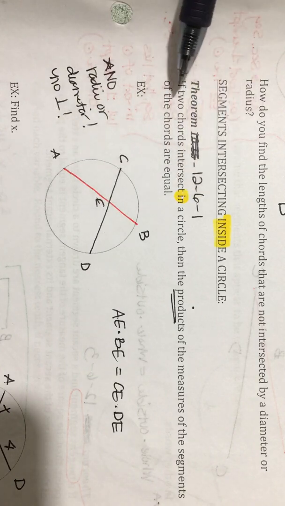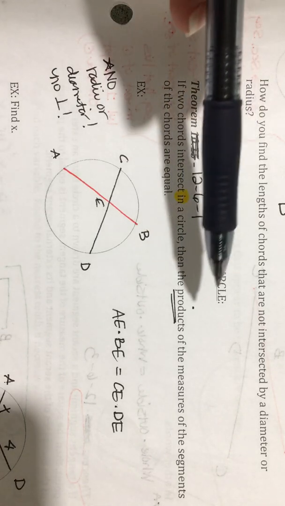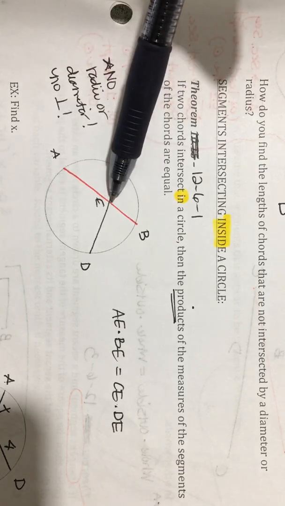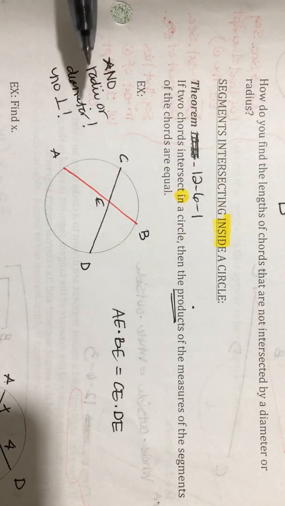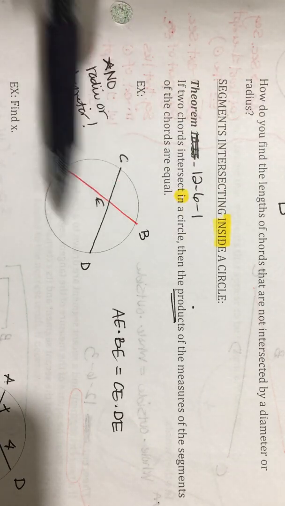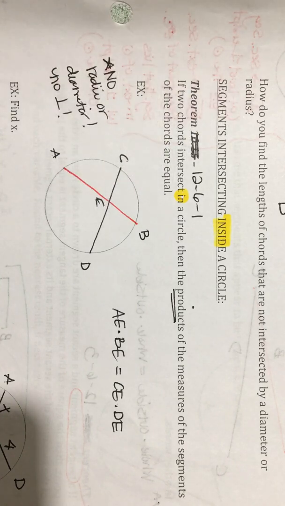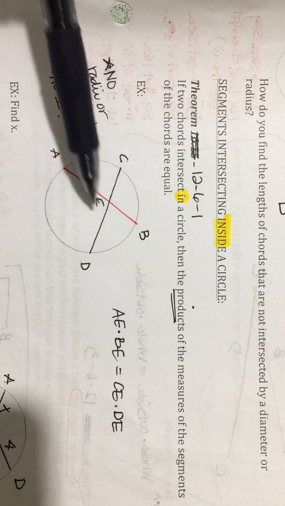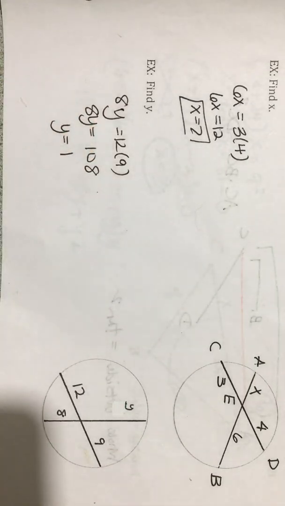So theorem 12.6.1 says if two chords intersect in a circle, then the product of the measures of the segments of the chords are equal. Now look, E is not a center. It would tell us if it was a center, and if it was, then we could use a different theorem. So I don't have any radii in here, and I don't have a diameter. These are not perpendicular. So according to this theorem, AE times BE equals CE times DE. You just multiply these and set it equal to the product of these. It's very simple.